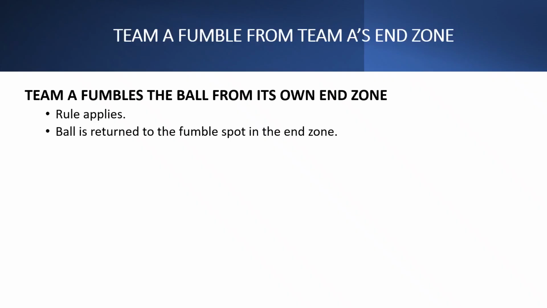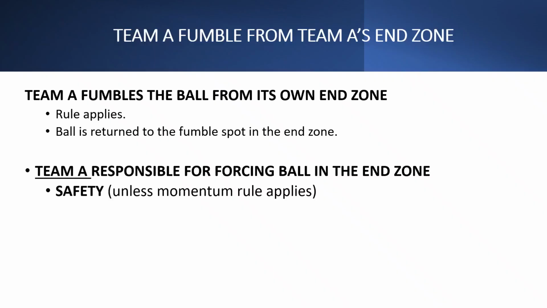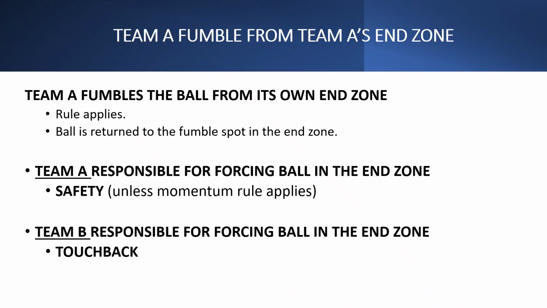So what happens if Team A fumbles from its own end zone? Well, the rule still applies, and the ball is returned to the fumble spot, which is in the end zone. If Team A is responsible for forcing the ball into its own end zone, then it's a safety unless the momentum rule would apply. If Team B is responsible for forcing the ball into the end zone, then the result of the play is a touchback.